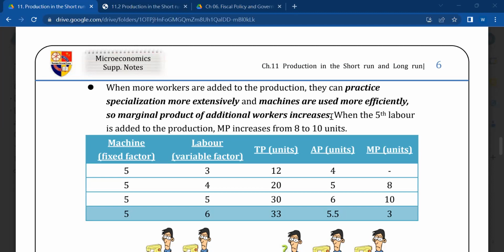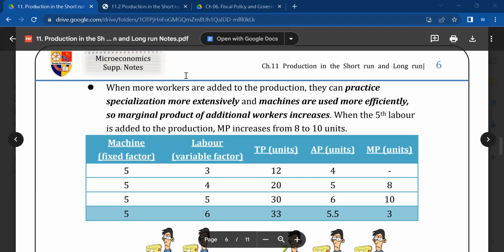Okay, so we can see that when the number of workers is increasing, 3, 4, 5, our total product is increased, average product is increased, and most important, the marginal product of the company is increasing, right? Because the machines are now used more efficiently, so the marginal product will increase now.